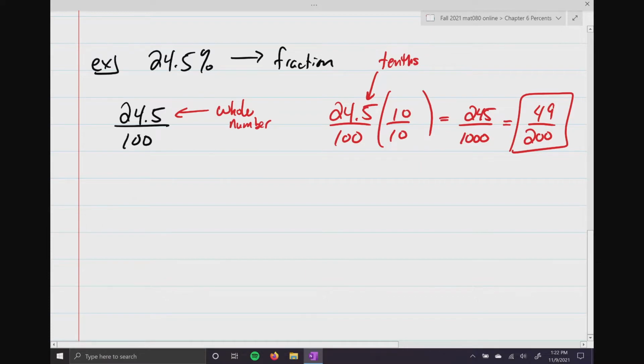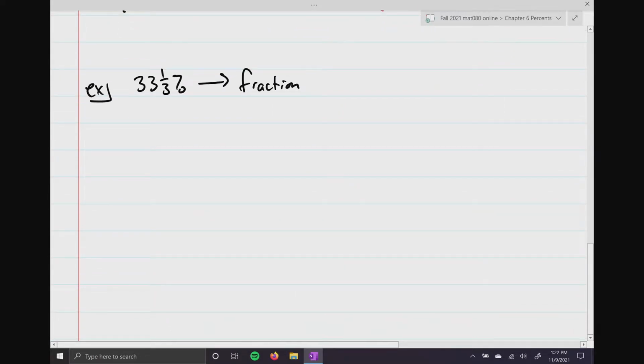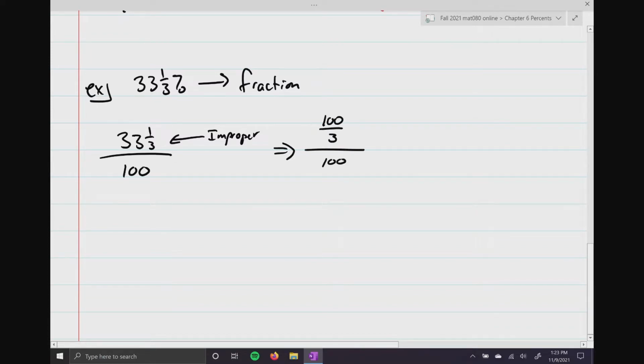Now, sometimes you don't get lucky and you get an ugly number like 33 1/3%. And we want to convert that just into a fraction. Okay? Well, what I would do is stick to what we've been doing so far, which is writing 33 1/3 over 100. Now, that's a mixed fraction. So what I'm going to do is change it to an improper fraction. Okay? So 3 times 33 is going to be 99 plus 1 more. It's going to be 100 over 3 divided by 100.